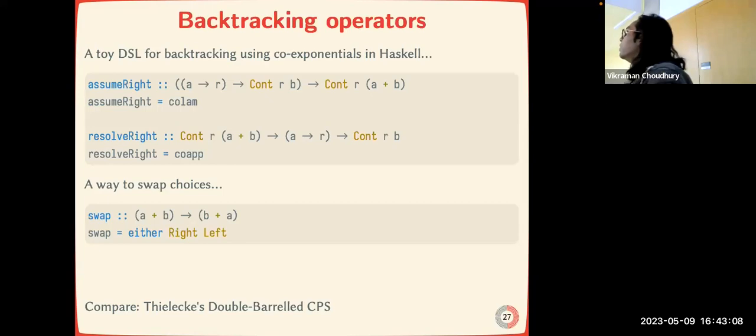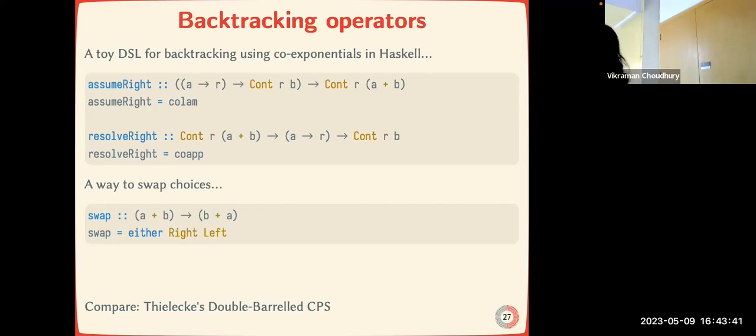More importantly, having a plus b inside a continuation monad is like having two continuations. So it's like Thielecke's double-barrel CPS, which Sam told me about. Using that, you can actually write programs which perform backtracking. So here's some combinators which let you do backtracking. I'm writing this explicitly using the continuation monad.